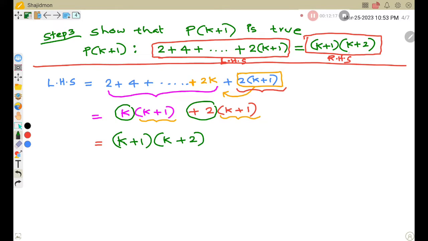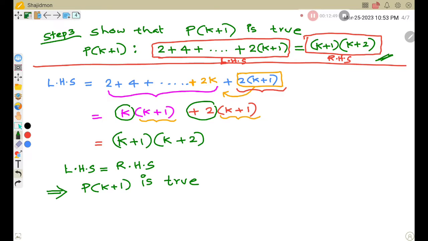Is it the same as the right hand side here? You can see here, the right hand side also is k plus 1 multiply k plus 2. That means it is the same as the right hand side. That means left hand side equals the right hand side, correct? That means P of k plus 1, 2 plus 4 plus 6 plus 2k plus 1 equals k plus 1 multiply k plus 2. What is the meaning of this? Left and right same means P of k plus 1, that statement is also true, correct? P of k plus 1 is true.